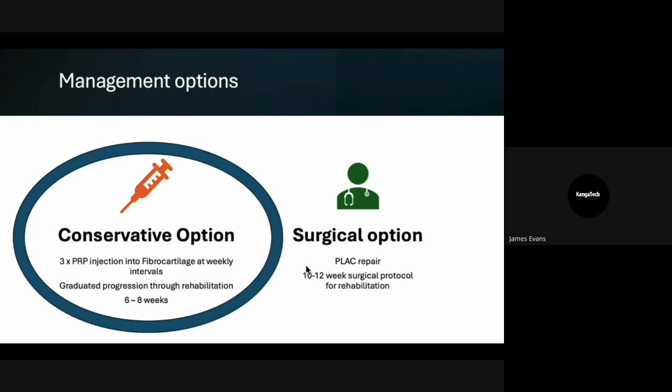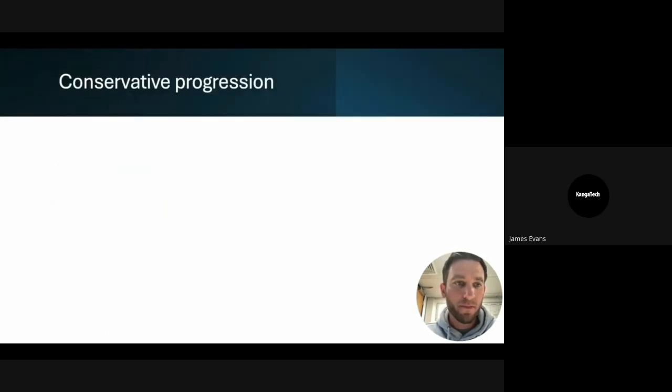The decision was made to go conservative based on a discussion with the consultant, and the consultant felt that 80 to 90% of these would heal conservatively, and initially the view was within the first sort of 3 to 4 weeks we should have an idea if the conservative option was going to be successful. So that's the route we decided to go down.